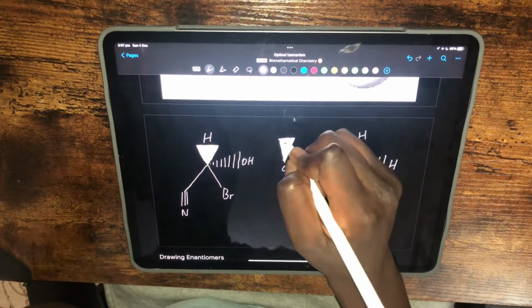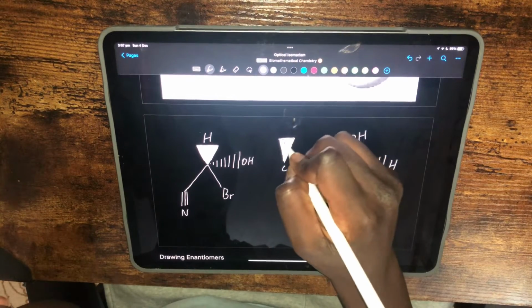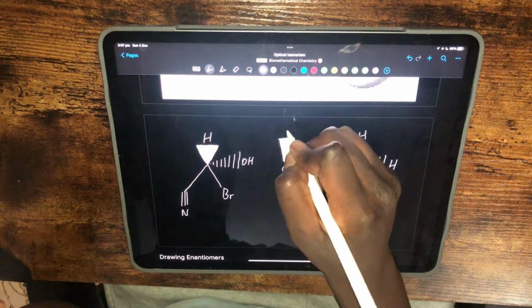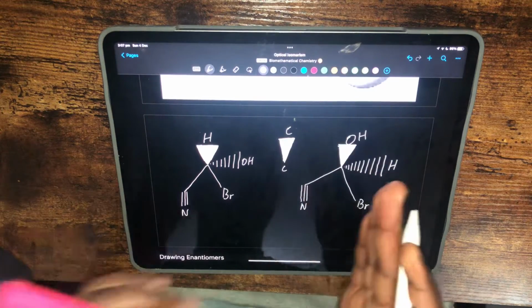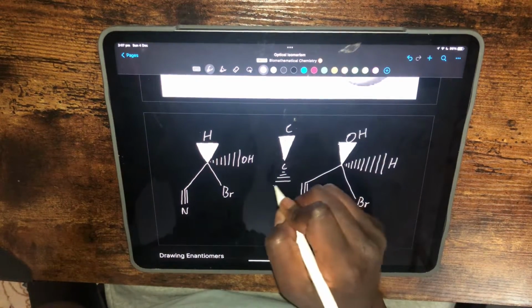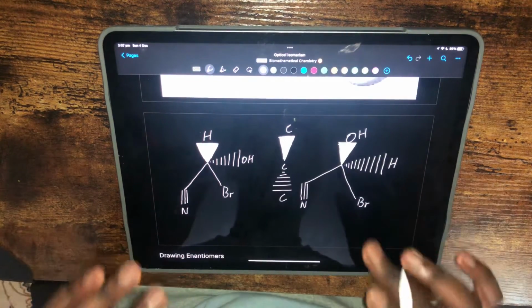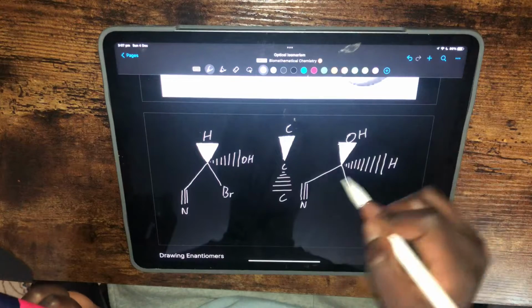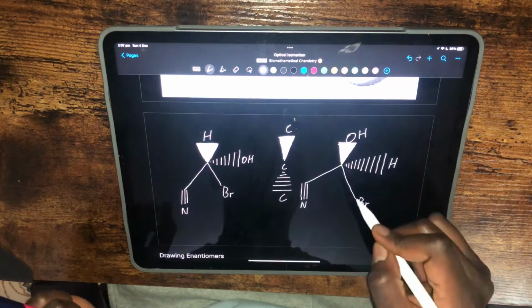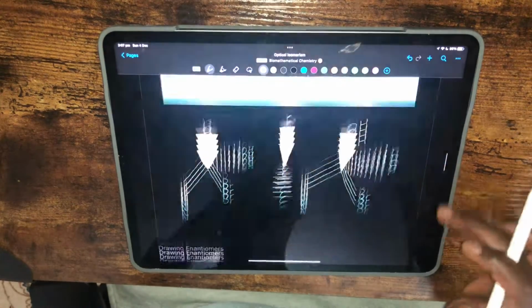Try and do a better example than me here, but I usually color them in. There, that's showing that the bond's going above the plane. If it's going below the plane, there. And if they're on the same plane, you can use the normal lines that you use to represent a covalent bond, right?